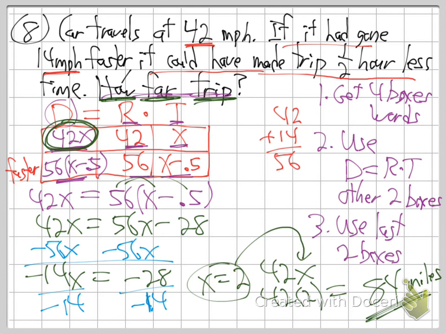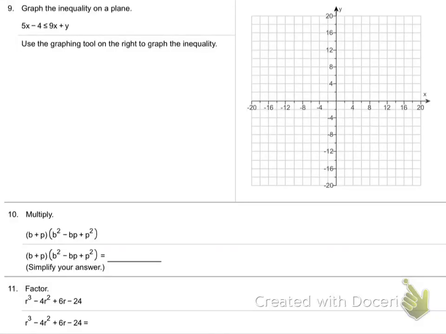Everybody see what I did at the very end? Just find the box they're asking for. They're asking for distance. So I use the 42x, that's the distance box. And we're good. 84 miles is there. You could have used the other distance box. It would have worked the same. Either one would give you the same answer. Remember, they're equal. We said those 2 boxes are equal. So there we go. Want to try that one real quick?